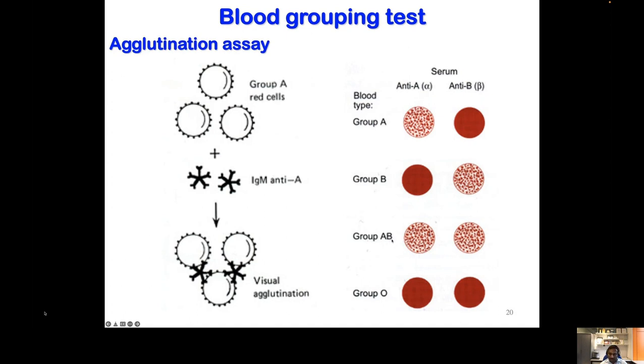But what about group AB? When you add anti-A and anti-B antibodies, both of them will precipitate, which means they are positive for A and positive for B, therefore they are AB. And then O blood group will not react with either anti-A or anti-B, because they don't have either of these antigens. In addition, people will also test for the RH antigen, and if agglutination happens there, then they are positive for RH. So this is how the blood grouping test is done on a glass slide using a few drops of blood.